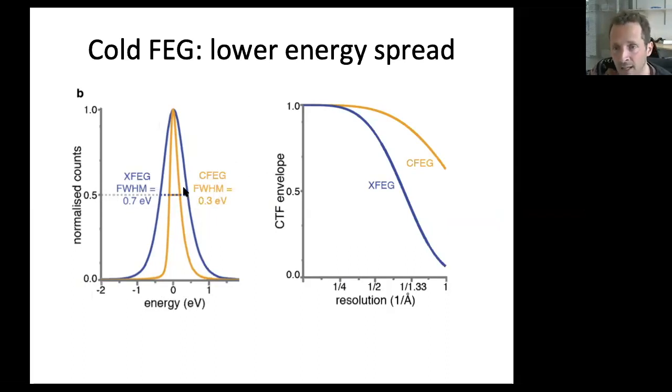And that then has the effect that there are much fewer problems with the chromatic aberration, and the information content in the images gets improved, especially at the higher spatial frequencies. So that's shown here in blue for the X-FEG and orange for the cold FEG. Whereas if you use a traditional X-FEG, after 2 angstroms resolution, the chromatic aberration of the objective lens starts to become a very severe limitation for your imaging. Whereas for the cold FEG, all the way up to 1 angstrom resolution, this is not much of a problem.